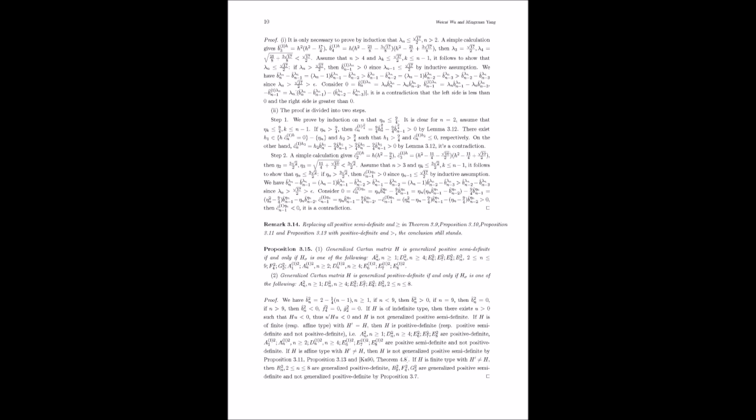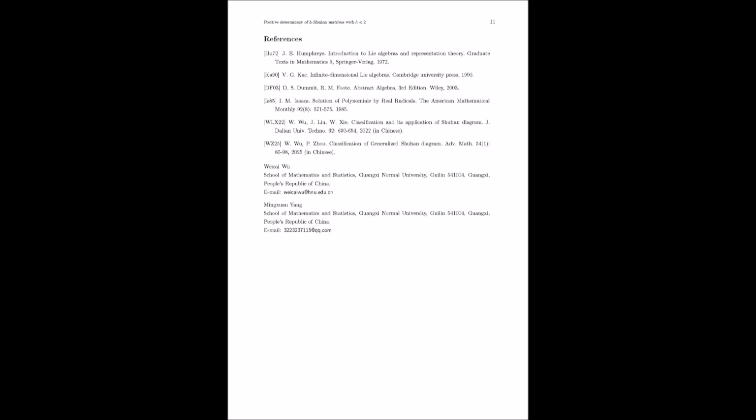Remember, these are the ones with determinant 0 but non-negative principal minors. Right. The proposition states that if you transform such a matrix into an h-Shuhan matrix using the usual method, it will be virtually positive semi-definite if and only if h is greater than or equal to 2. So it's giving us a very specific condition for virtual positive semi-definiteness in this particular case.